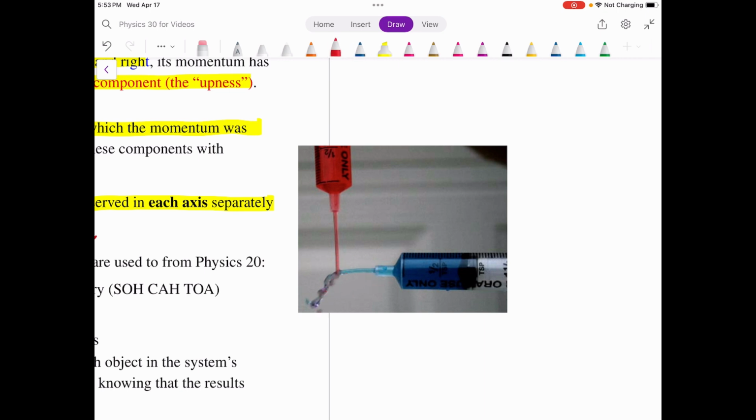If we look at this purple stream here, right, what would be the x component of this momentum? Well, like that. That's P final x, right? And the y component, down, like that. Cool. I love that picture.